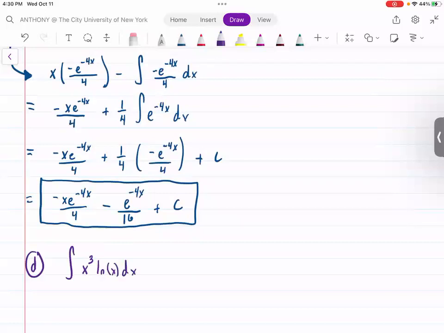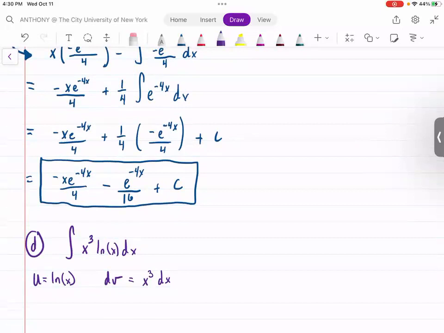What do you think will be my u? There you go. If you have an integral in the form of x to the n power times ln of x, you make ln of x be the u and make the dv be x to the third power in this case. So u is equal to ln of x, dv must be x to the third dx. Okay, now, what is the derivative of ln of x?